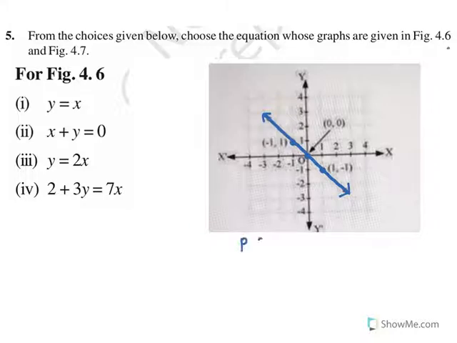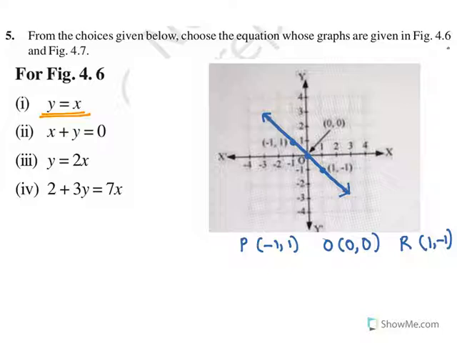So one point is (-1, 1). The other point, say Q, is the origin, (0, 0), or we'll write it as O. And the other point, say R, is (1, -1). Now I have to find the equation of this line. Let me check first if y equal to x is the equation of this line.